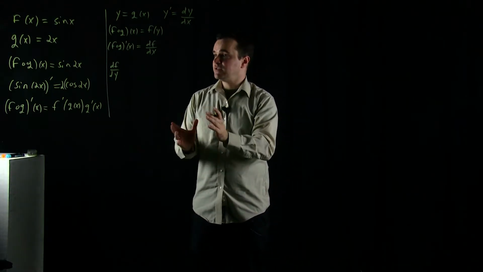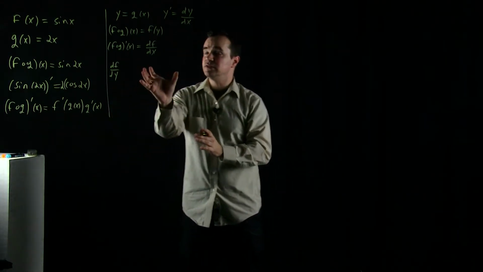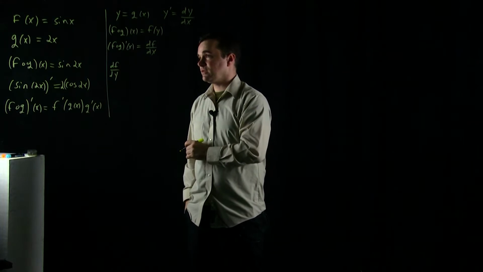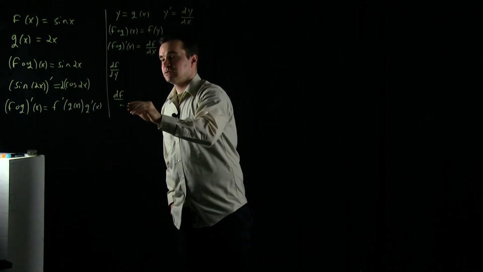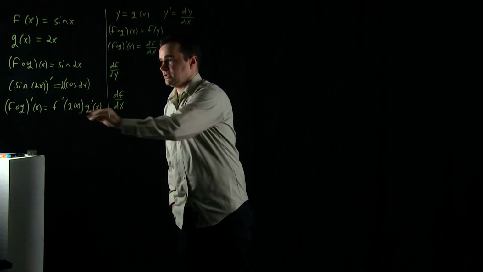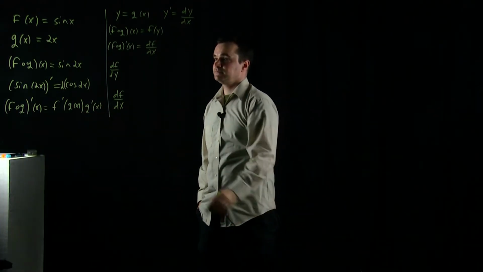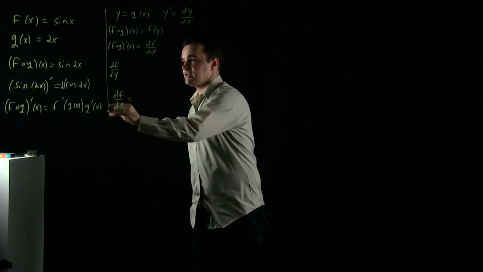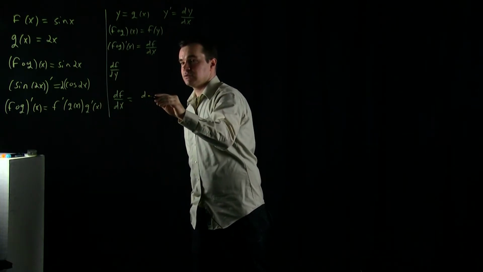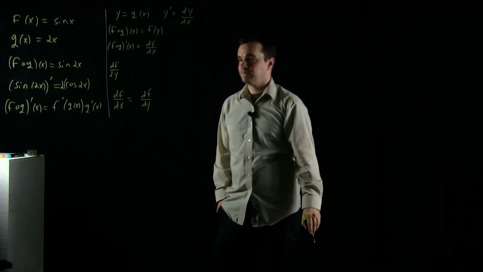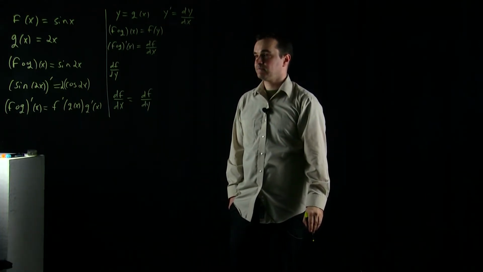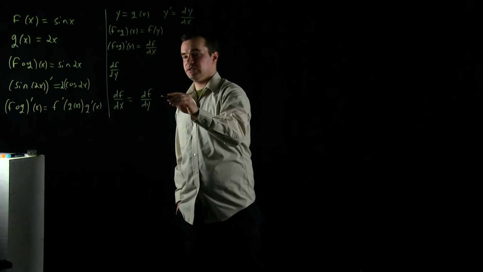So when you put the statement of the chain rule rewritten in these terms, what you end up with is df dx on the left-hand side, that's equal to df dy times dy dx.